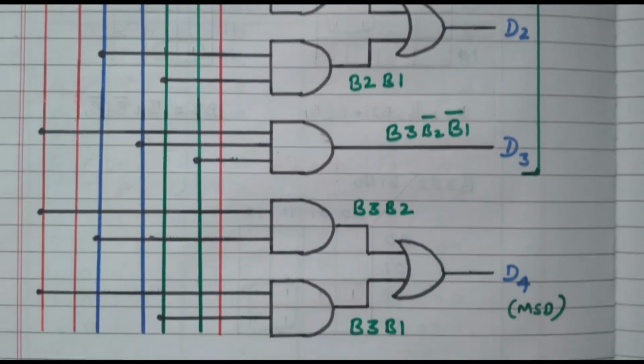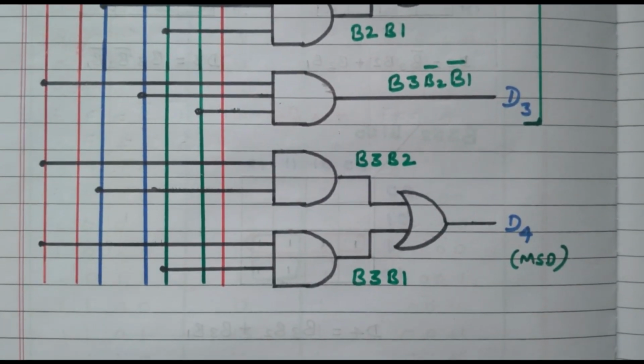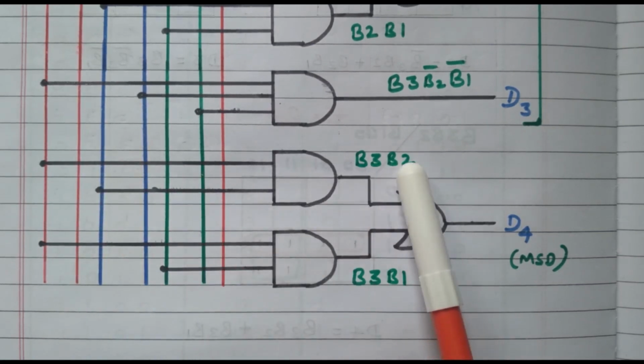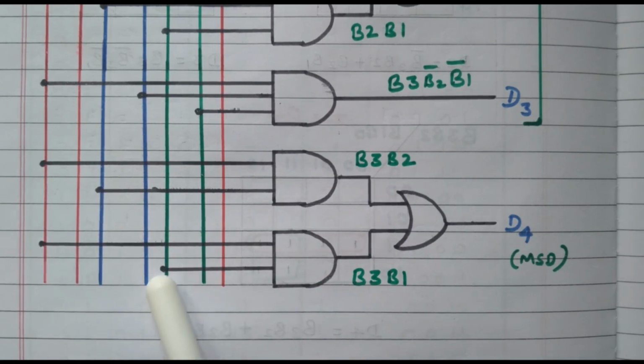We have one more term, D4, available in order to indicate how many digits there are, the MSB, right. That is nothing but B3, B2 plus B3, B1. These two terms are added by this OR gate. How to get B3, B2? By using one AND gate. Here B3 and B2 are connected, so we are getting B3, B2. Here B3 and B1 are connected, so we are getting B3 into B1. These two are added by this OR gate. So finally we got D4, this MSB, right.